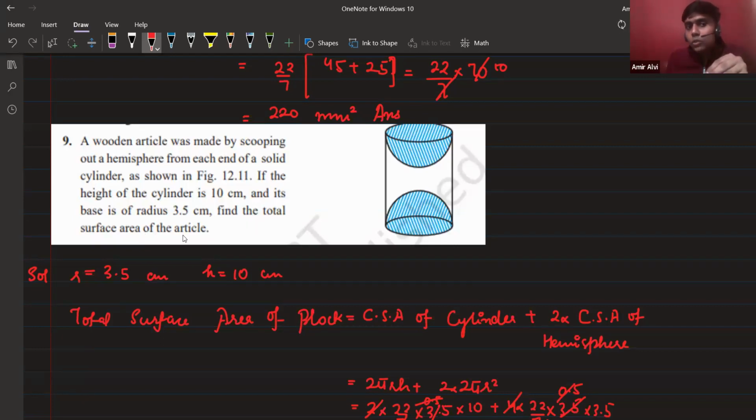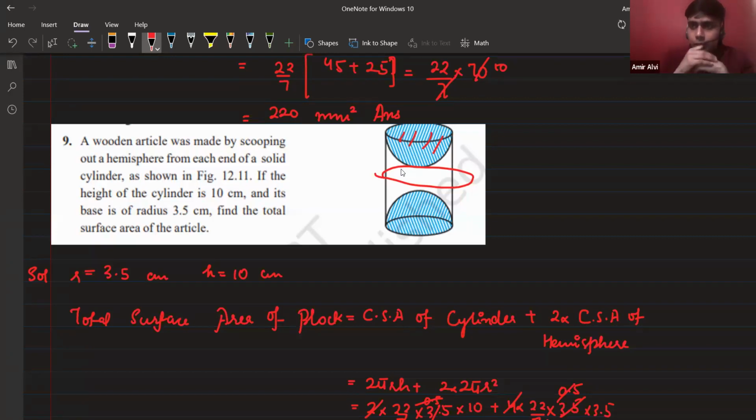So you have to add this. This question is saying to find the total surface area of the article. So wood is used in the lateral surface area of the cylinder, and wood is also there in the hemispherical depression part. If you want to paint it, you will paint the curved surface area of the cylinder, and you will paint inside the depression as well, and the bottom as well. So will it add or subtract, dear? Adds. Clear? Yes, sir. Is it clear to everybody?